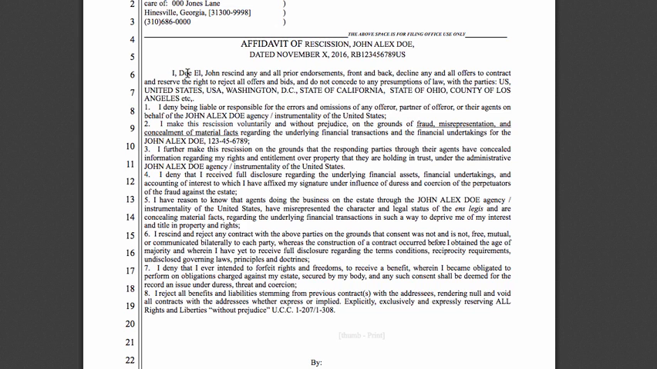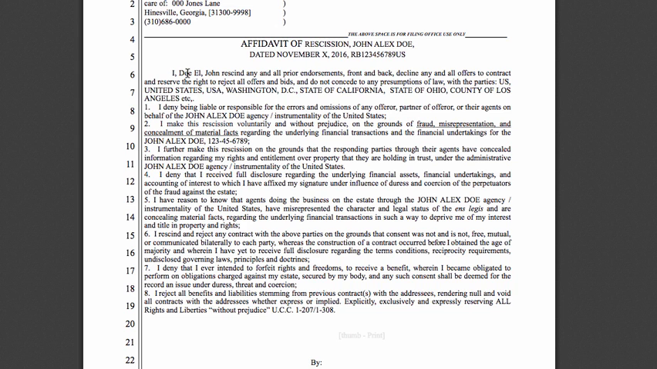financial undertakings, and the accounting of interest to which I have affixed my signature under influence and duress and coercion of the perpetrators of fraud against the estate. I have reason to know that the agents doing the business on the estate through the John Alex Doe Agency instrumentality of the United States have misrepresented the character and legal status of the ens legis and are concealing material facts regarding the underlying financial transactions in such a way to deprive me of my interest and title and property and rights.